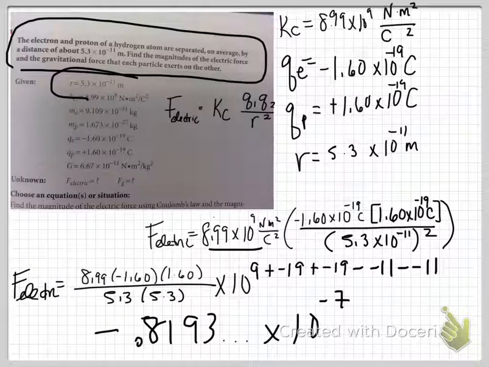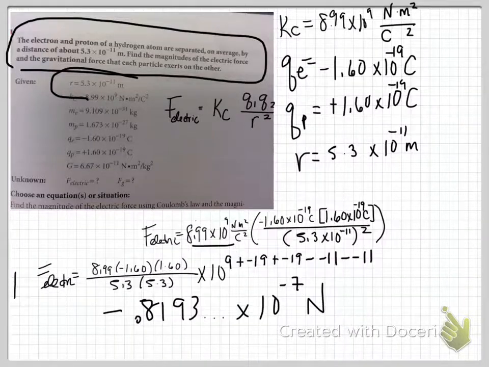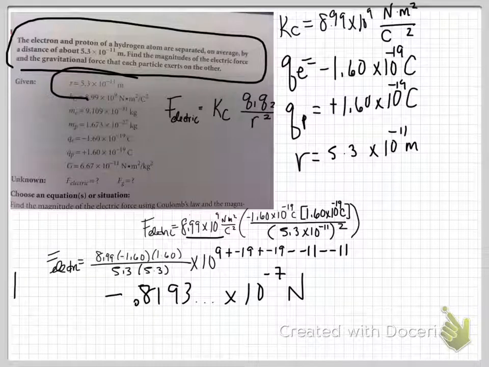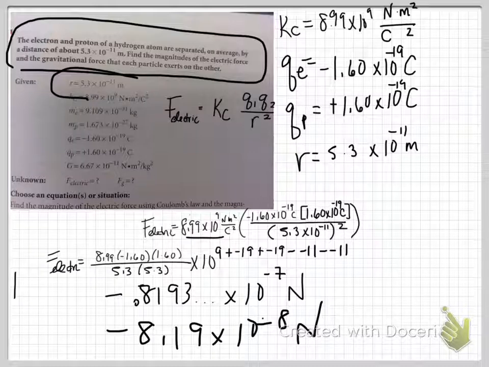Or I'm sorry, this would be in newtons, because this is force, electrical force. Oh, I always screw this up. Okay, so how many sig figs do we have? 8.19 times 10 to the negative 8th newtons. Did I move my decimal right? Yep. Okay. And your book sig figs, of course, are always different.